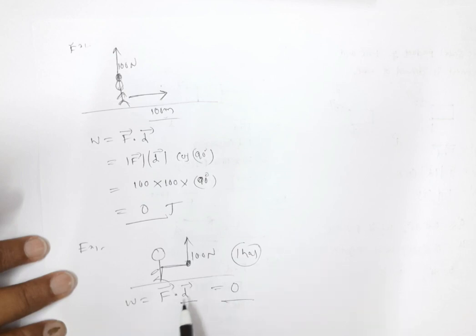You apply force, but there is no displacement. Simply you are holding it for 1 hour. But are you moving either upward or downward? No. So that's why here work done is 0. So this is the way we calculate work done.